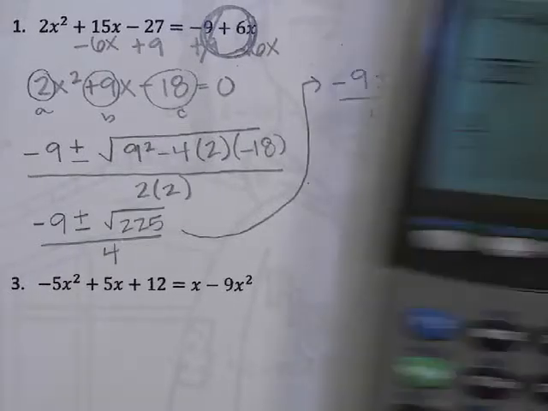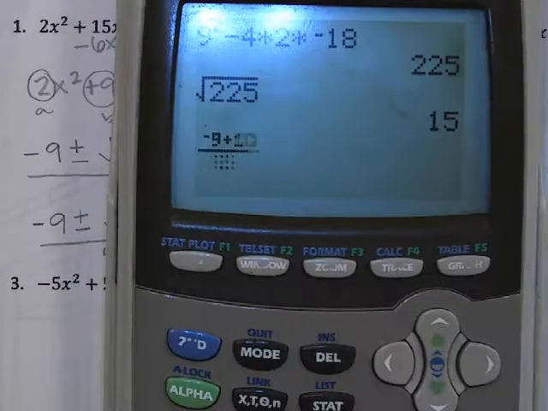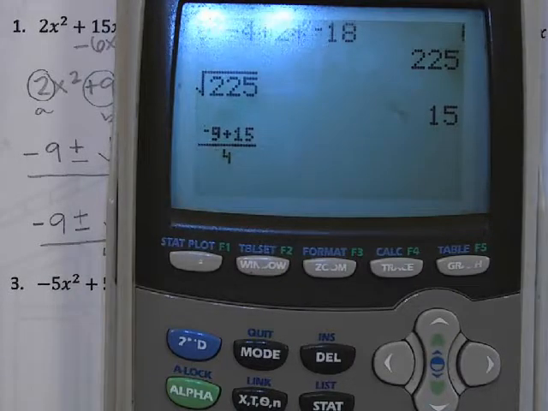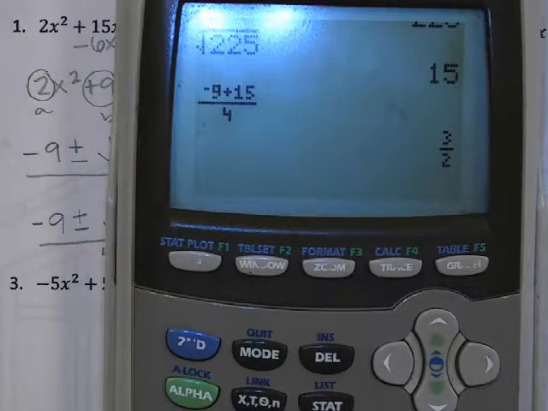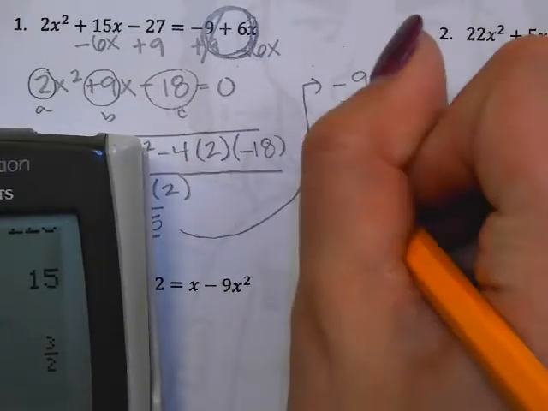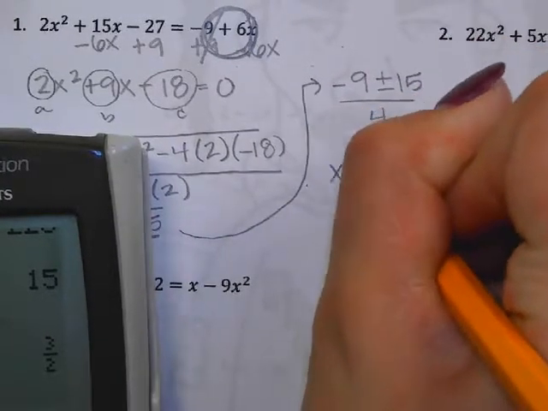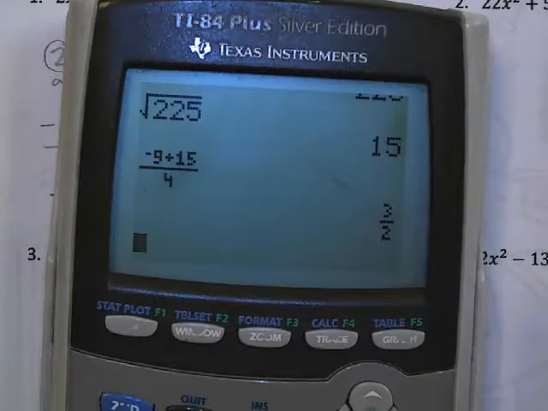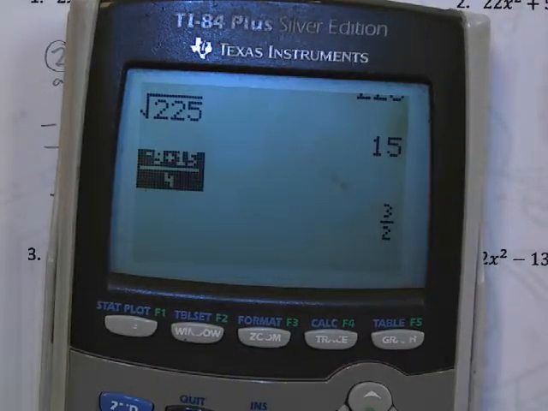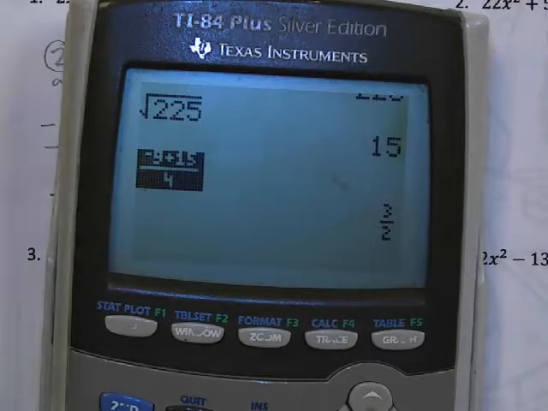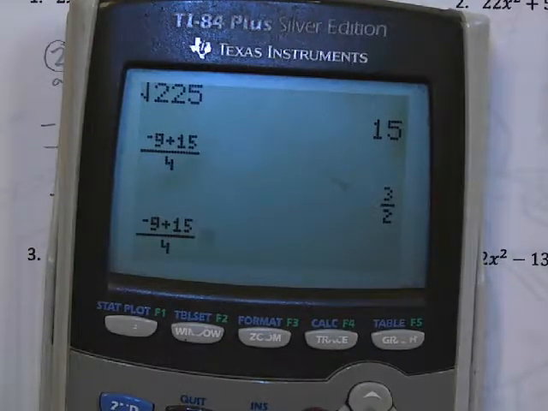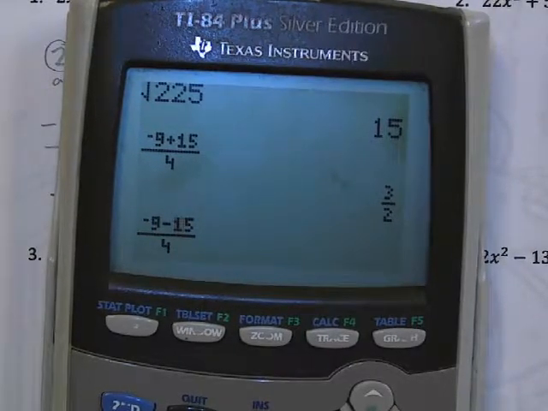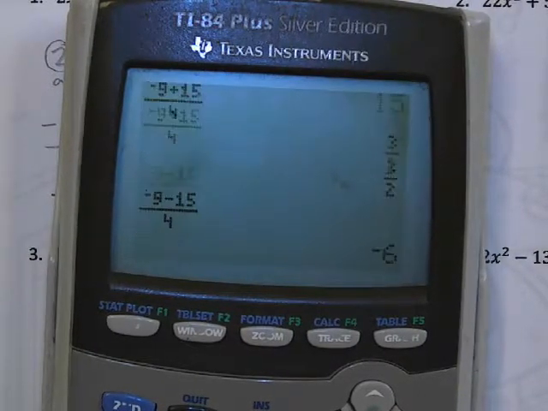So I'm going to go ahead and type in negative 9 plus 15 over 4. 3 over 2. And then, do you remember how I get it back on the screen without typing it again? Yeah, I can go up to it and see where it's highlighted and then press enter and it will pull it back up on the screen again. And now I can go back and change the plus to a minus. And so that's how I do plus or minus. I just do it twice. So negative 6.